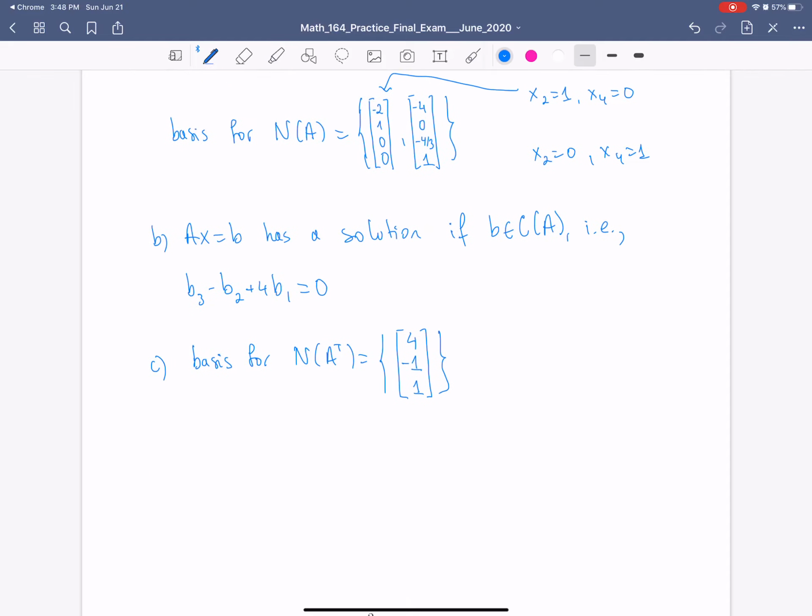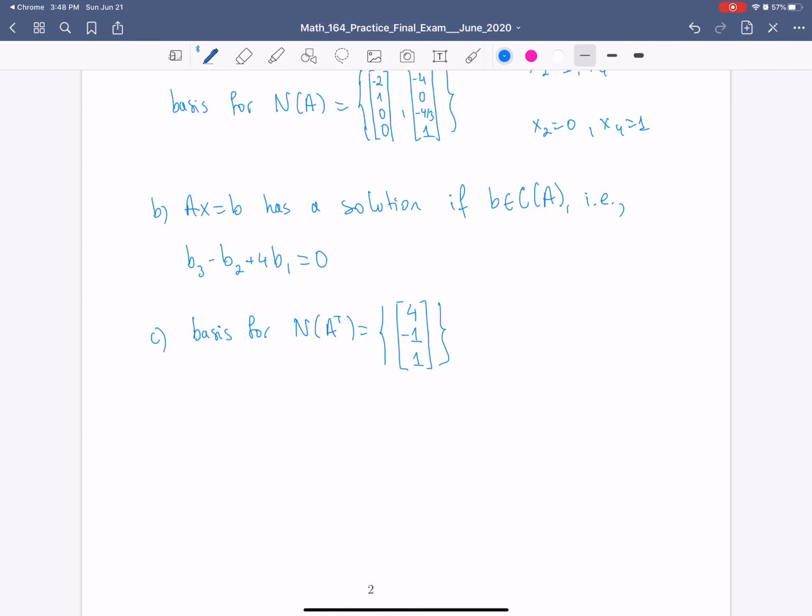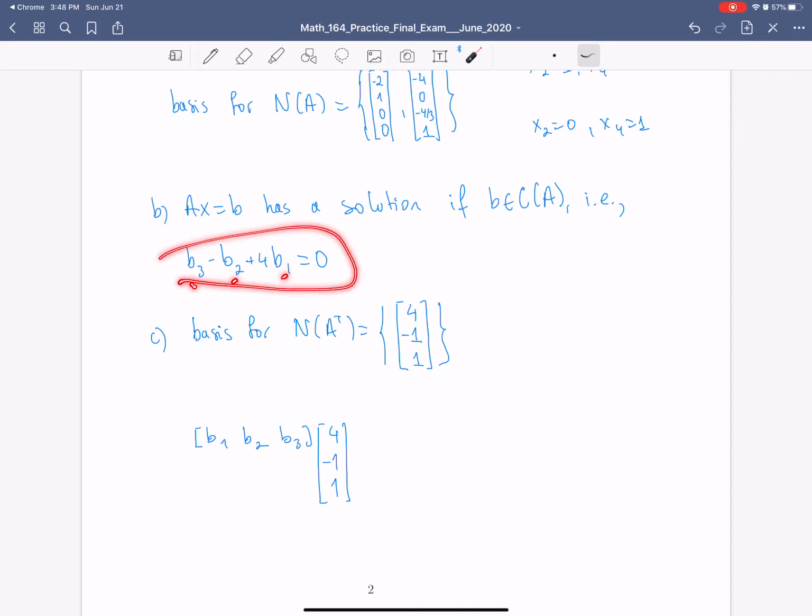You see, when I take any vector from the column space of A, I want that vector to be orthogonal to this vector in the left null space. So if I take a vector b1, b2, b3, and I take the dot product with the vector 4, negative 1, 1, because these b's are coming from the column space. This is a vector b with components b1, b2, b3 that comes from the column space of A.